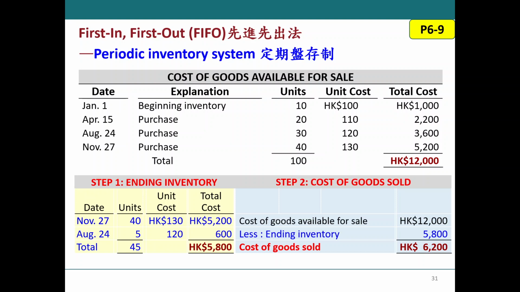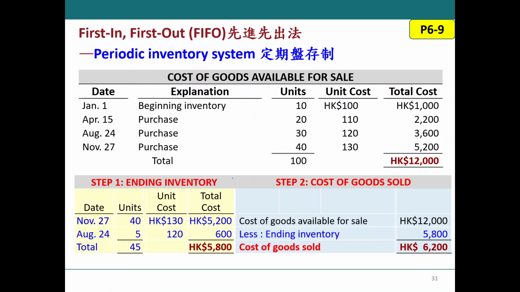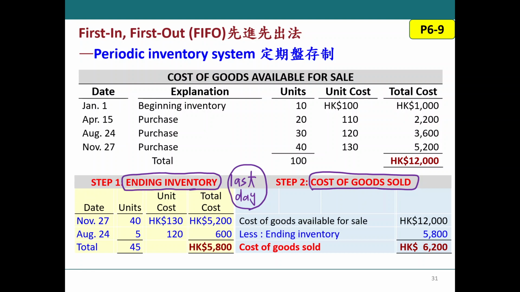Since you are the lazy guy, when we do that? On last day, okay? So you should understand, you try to get these two numbers on last day. Try to get two numbers. First is cost of ending inventory. Second is cost of goods sold. We try to get these two numbers on last day, okay? And we use assumption is FIFO, first in, first out.